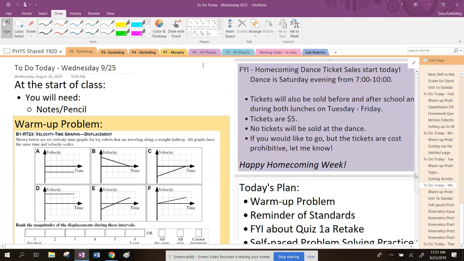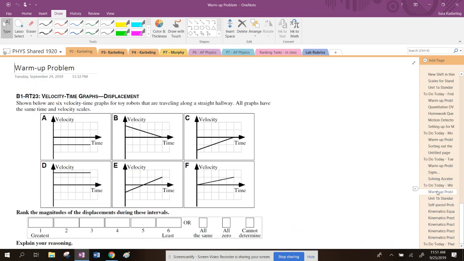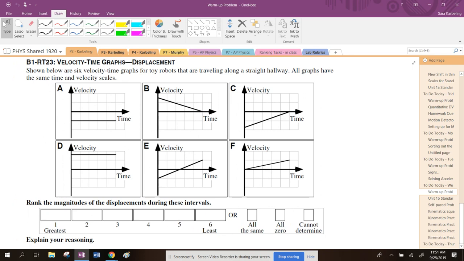Okay? Today we're going to start with a warm-up problem. We're going to talk a little bit about standards, and then we're going to do some problem solving in a self-paced manner. So what I'd like for you to do right now is to take a look at this warm-up problem. You will need a whiteboard to answer the question, okay? So I'm going to put this up here for you to take a look at. Go ahead and get started, okay?